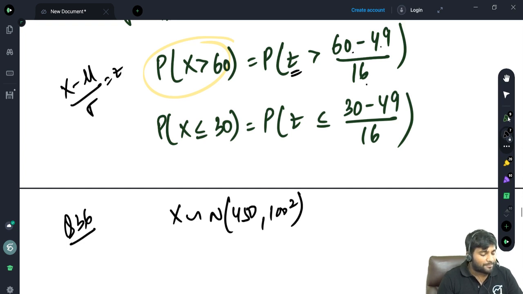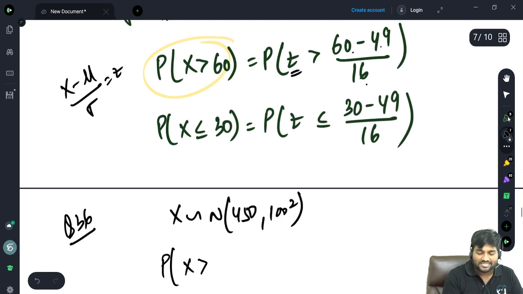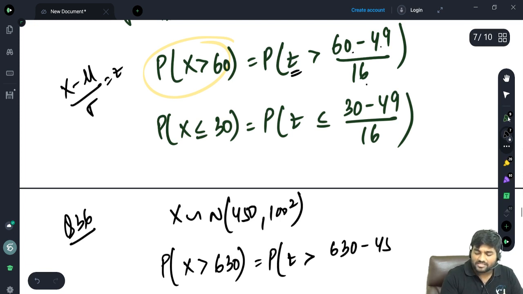Suppose someone receives a score of 630. What percentage of people taking the test score better? Scores better ka matlab kya hota? Probability x is greater than 630. So probability z is greater than 630 minus 450 by 100. Please solve and get the answer.